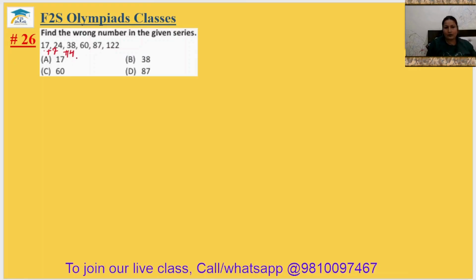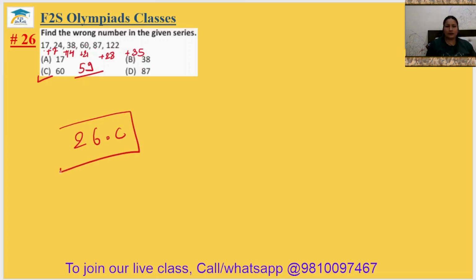Now plus 21. So 8 plus 1 is 9 and 3 plus 1 is 5, so 59. It should be 59, but it is 60. And 59 plus 28 is 87, and plus 35 is 122. So we are adding the 7th table here. 60 is at the wrong position. The 26th answer will be option C.